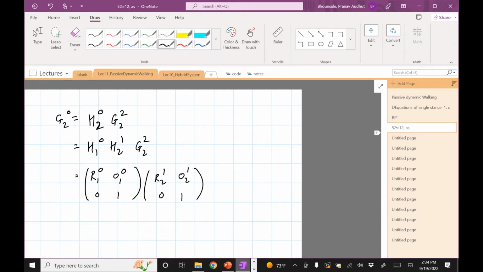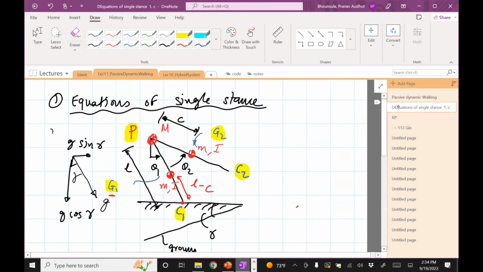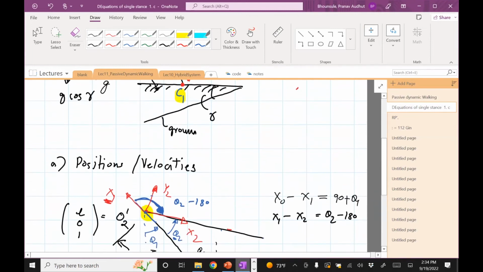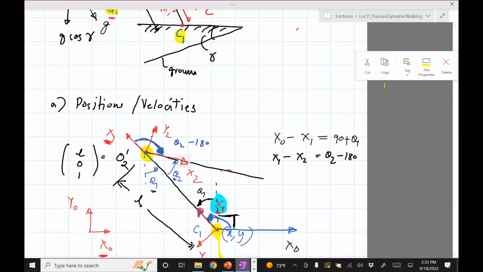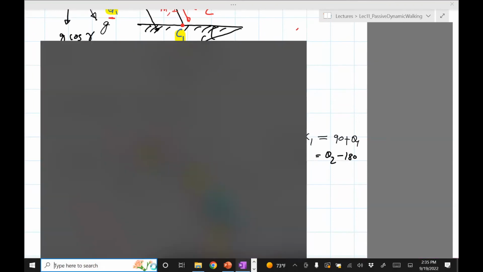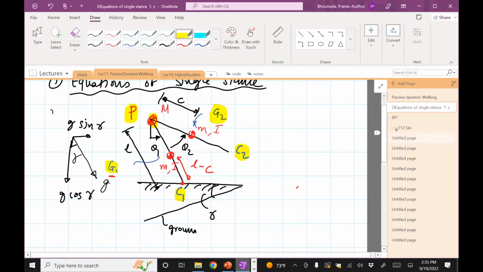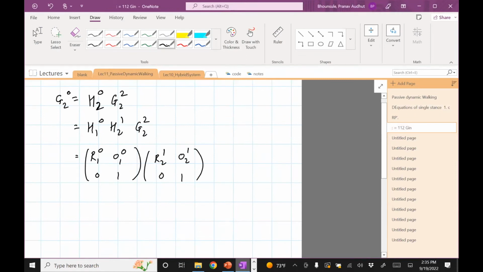Okay, it's always easy to write when you see the same index. You can just see it from the figure. We need to find the location of G2 in frame 2. Frame 2 is right here. And so it's the location of G2 from the origin, which is that point P, is simply C. So we have C01.